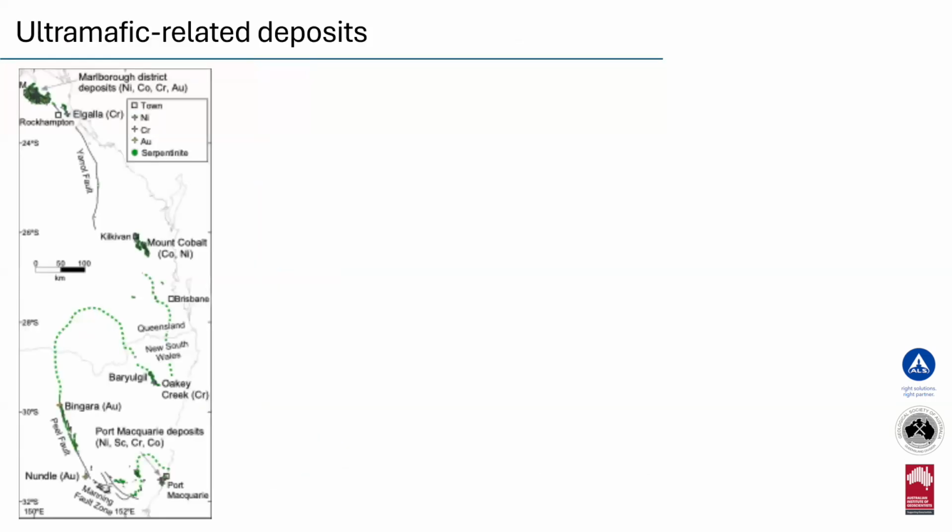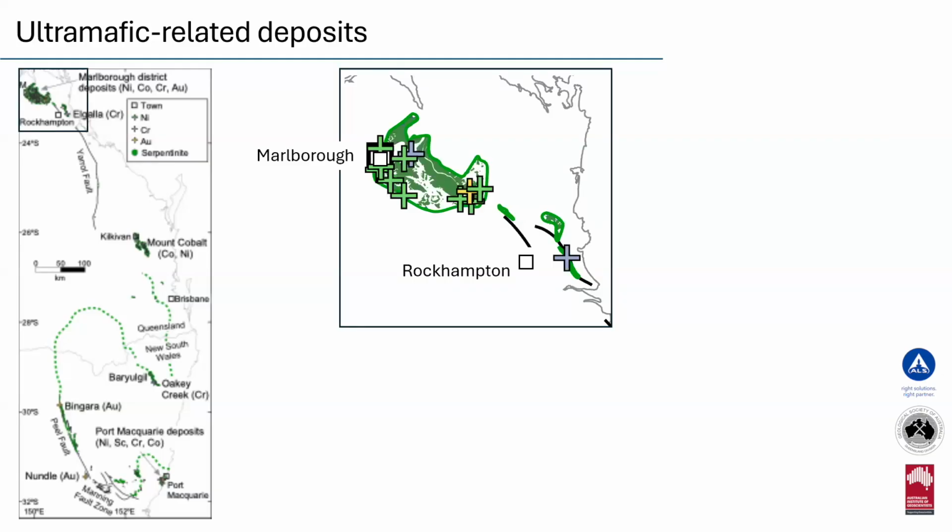So let's now move to the actual deposits. Starting with the ultramafic related deposits, I haven't actually done much in relation to those, except putting them on a map and linking them to the shape of the ultramafic belt that we have here in the New England. Most of them occur in the largest extent of exposure of ultramafic rocks around Marlborough.